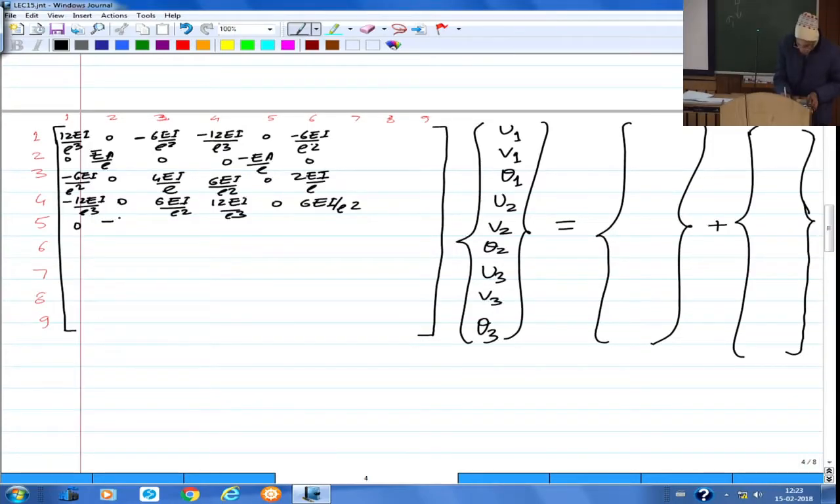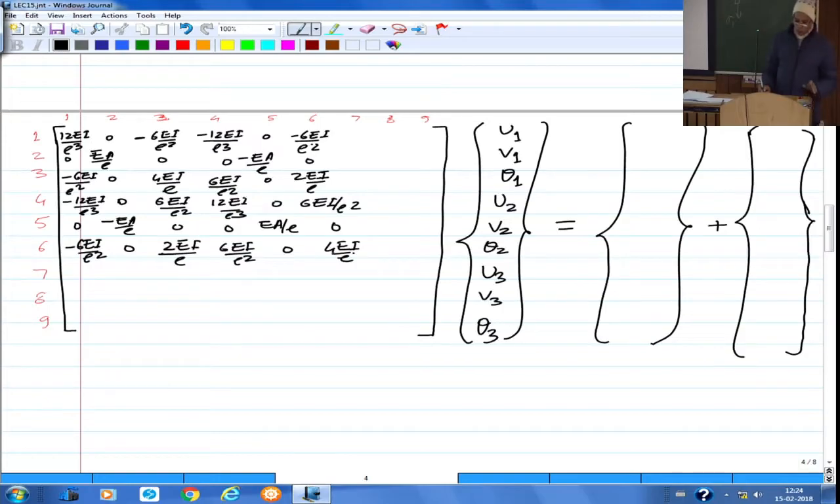So here 0, minus EA by L, 0, 0, EA by L and 0, and then the last is minus 6EI by L square, 0, 2EI by L, then you have 6EI by L square, and then 0, and finally 4EI by L. So this is the contribution to the global stiffness matrix from the first element.